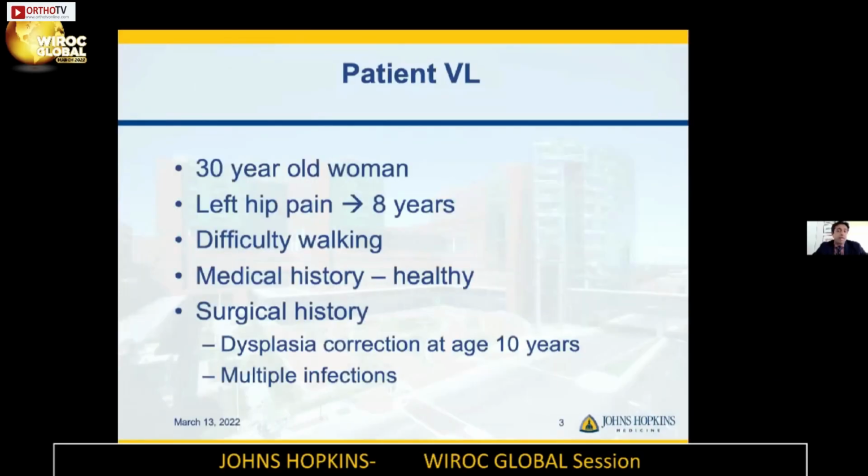So diving right into it, my patient is a 30-year-old woman who presented with several years of left hip pain and difficulty ambulating. She's otherwise pretty healthy. And about 10 years ago, or when at the age of 10, so 20 years ago, she had a surgical history of hip dysplasia correction on that left hip.